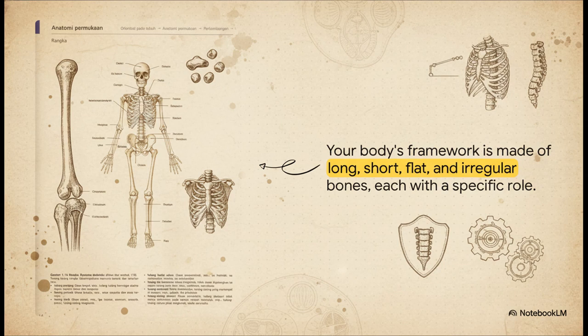And what's really cool is that not all bones are the same shape. And that's on purpose. You've got long bones in your legs for power and leverage. You have all these little short bones in your wrists and ankles for delicate movements. Then there are flat bones, like your ribs, designed for protection. And finally, you've got these weird, irregular-shaped bones like your vertebrae. Every single bone is custom designed for the job it has to do.